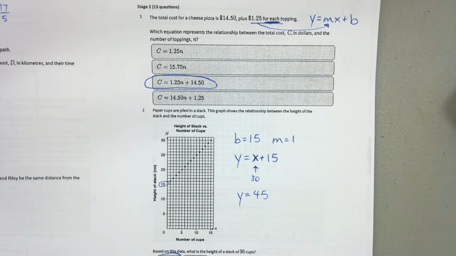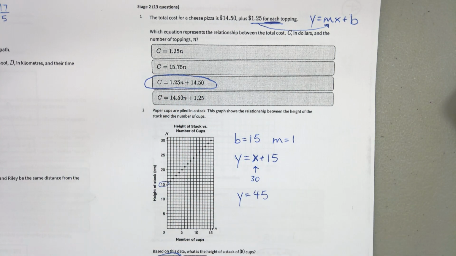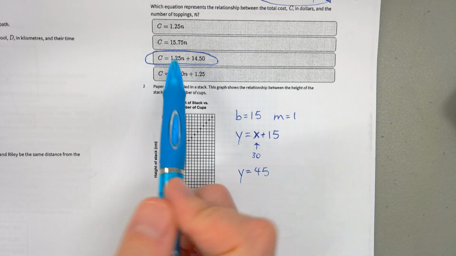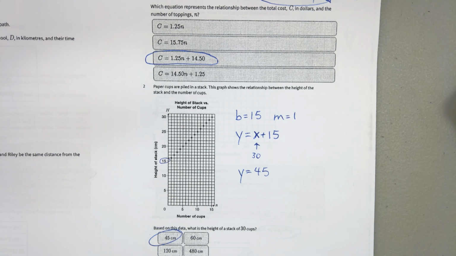And logically, it makes sense. If you did 14.5n, it means $14 a topic. Would you pay that? No. Okay, so most of the time, I would say 90% of the time, it's a smaller number, that's your slope, and the bigger number is your fixed.